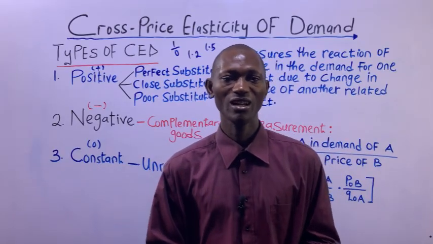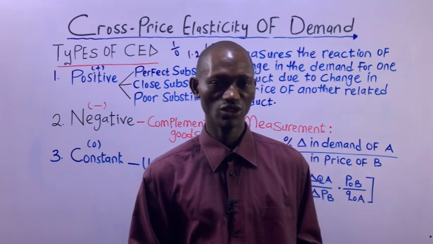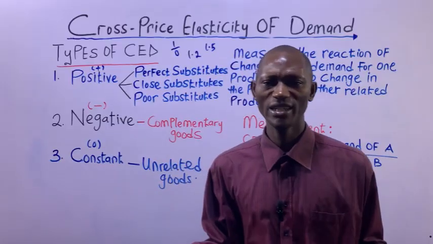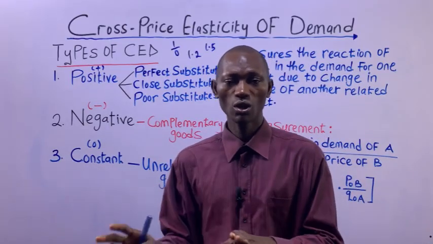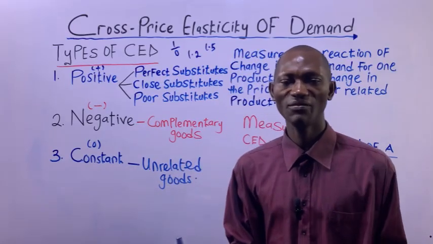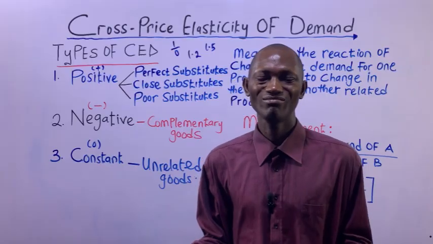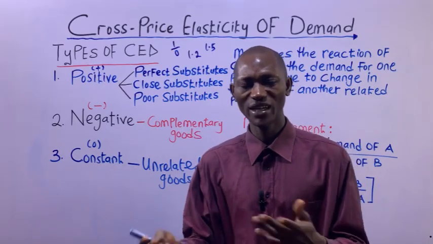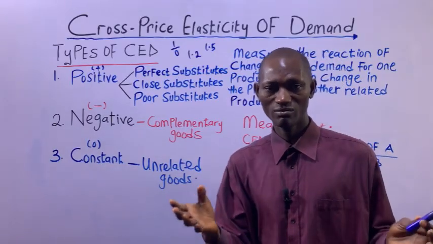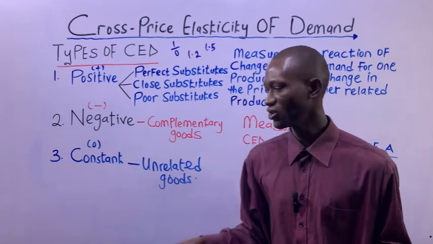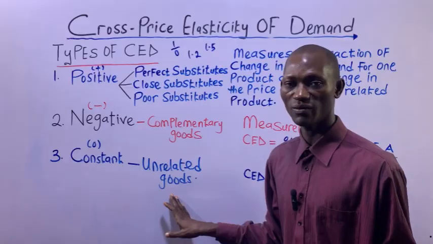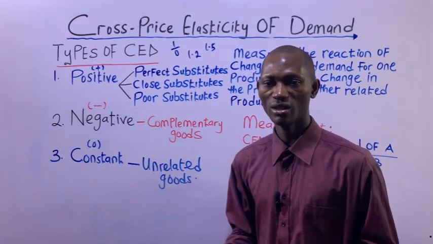Let's say a change in the price of orange causing a change in the demand for car. No, that's not possible because they have no relationship whatsoever. The change in the price of orange is not going to have any effect on the demand for car. So that's no relationship. It's constant. No relationship is constant. That's zero, and those type of goods are called unrelated goods.